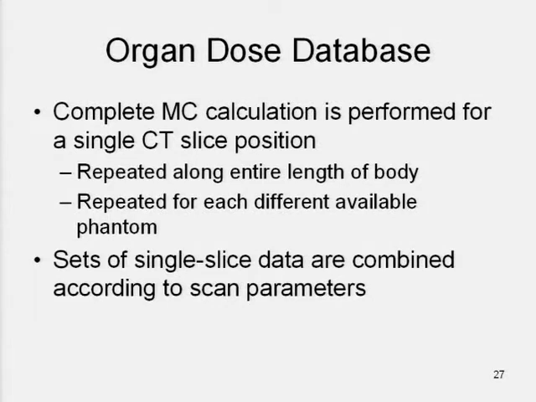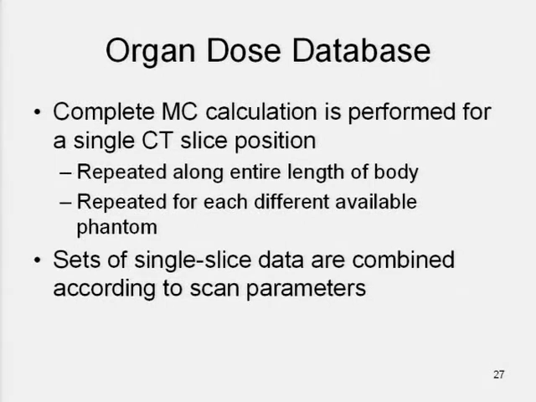We repeat this along the entire length of the body, and then we repeat it for each different phantom, each different model that we have. So you can get a family of organ dose information, and we can combine each one of those single slice pieces of data according to those scan parameters.